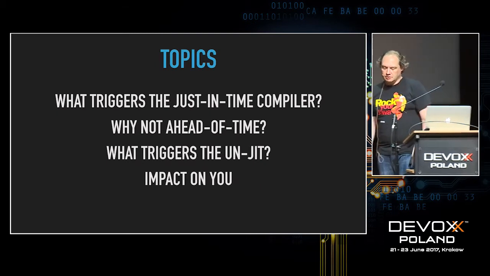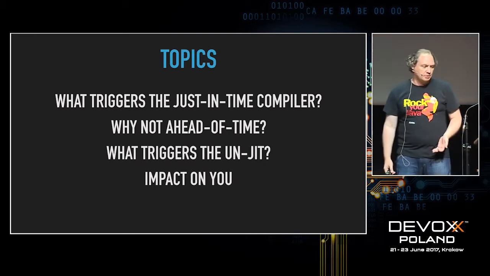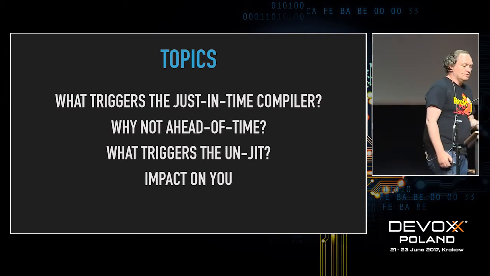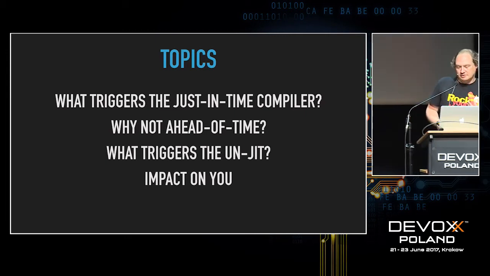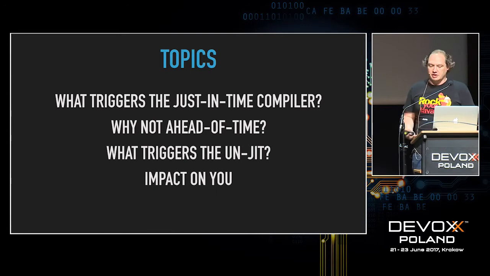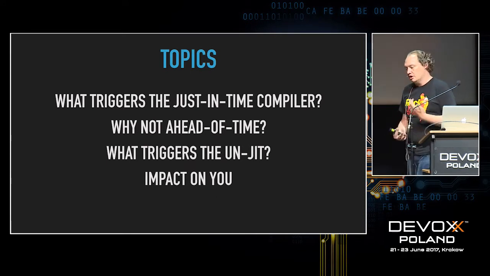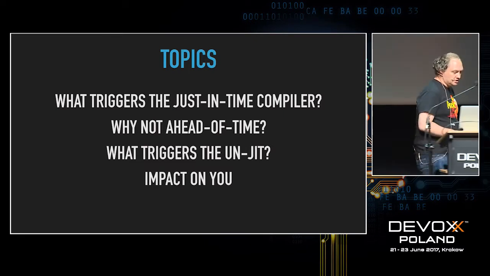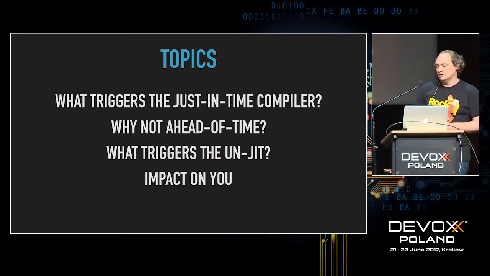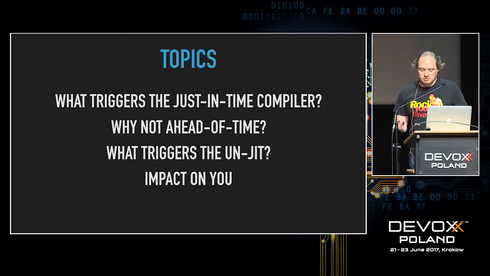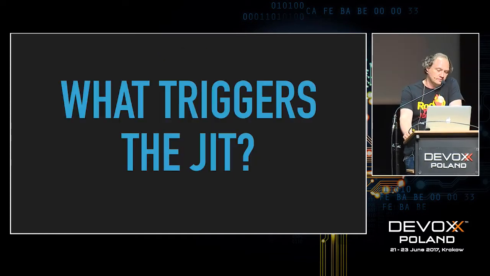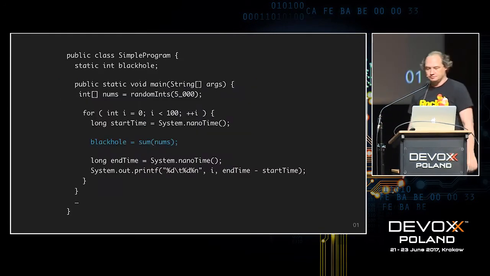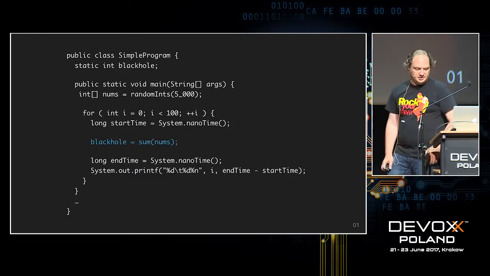To be a little more concrete, we're going to look at what triggers the just-in-time compiler, when it triggers, why maybe an ahead-of-time compiler isn't a great solution for Java, or at least the pros and cons of ahead-of-time compilation versus just-in-time compilation, what causes the unjitting, the deoptimization, and some about what impact this has on you. So, what triggers the JIT? We're going to start with a very simple program.